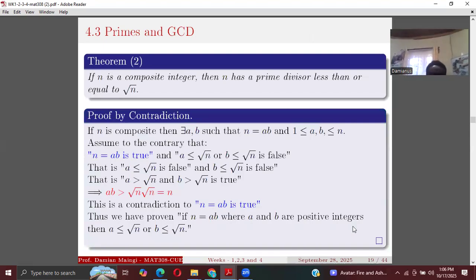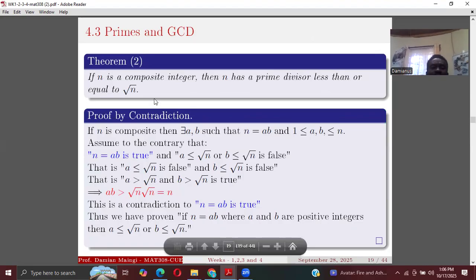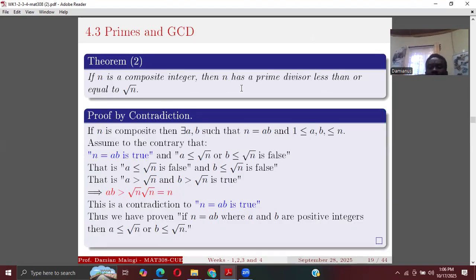Now there's a theorem here, which I don't know whether it will make sense for you, but let's just do it very briefly. So if n is a composite integer, then n has a divisor less than or equal to the square root of n. It's a way of finding integers, actually. I mean, where they are primes, okay?